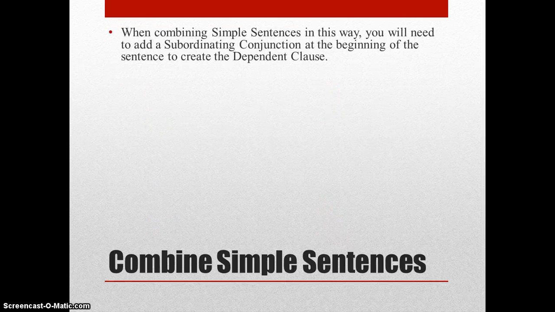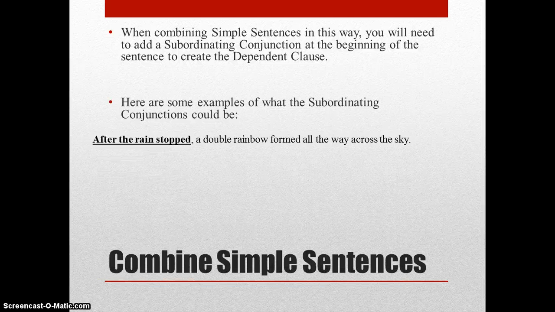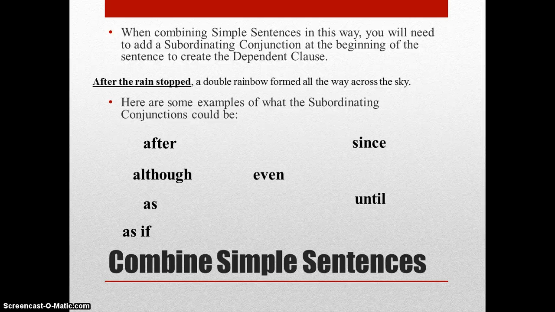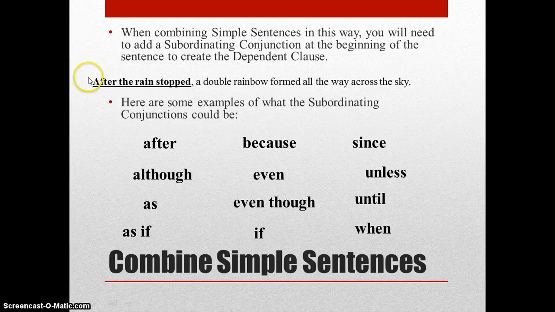A note about combining simple sentences in this way: what you need to do, to use the grammatical terms, is add a subordinating conjunction at the beginning to create a dependent clause. Let me show you what I mean by that. So, after the rain stopped, a double rainbow formed all the way across the sky. That's our example sentence. After, as is all these others, is an example of a subordinating conjunction, and that makes this a dependent clause. A dependent clause is something that cannot stand on its own as a sentence.